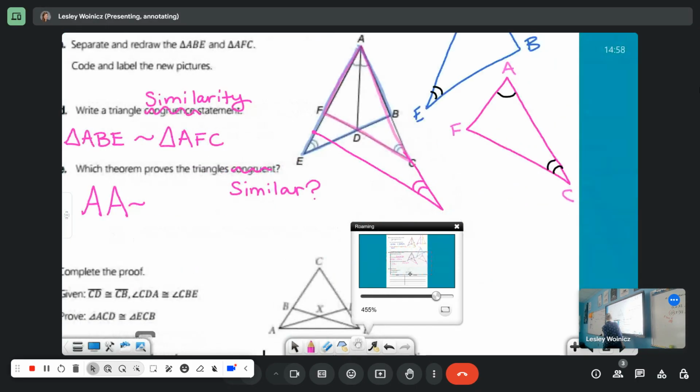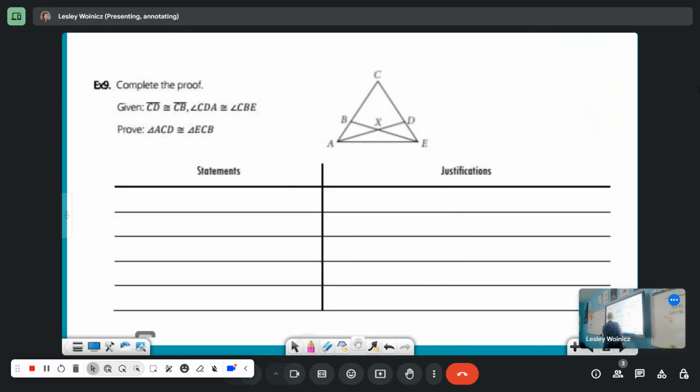All right, let's look at this one. See, this is what I should have given you. You see how it says that CD is congruent to CB? That's what I should have given you, something like that up there, but I didn't. So sorry. All right. So I can say segment CD is congruent to segment CB. That is given.